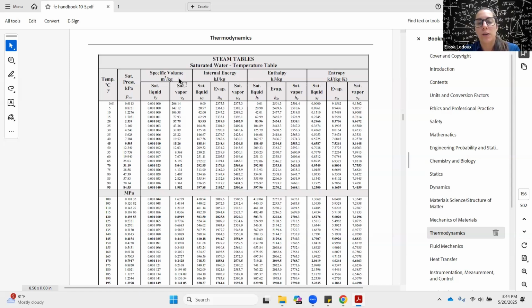energy. So specific volume is lowercase v. The internal energy is the lowercase u. The enthalpy is lowercase h, and the entropy is the lowercase s. And this is all per unit mass. So it doesn't depend on how much mass that you have.